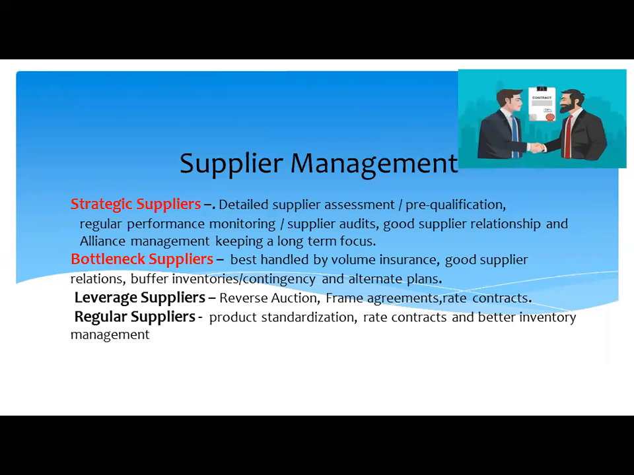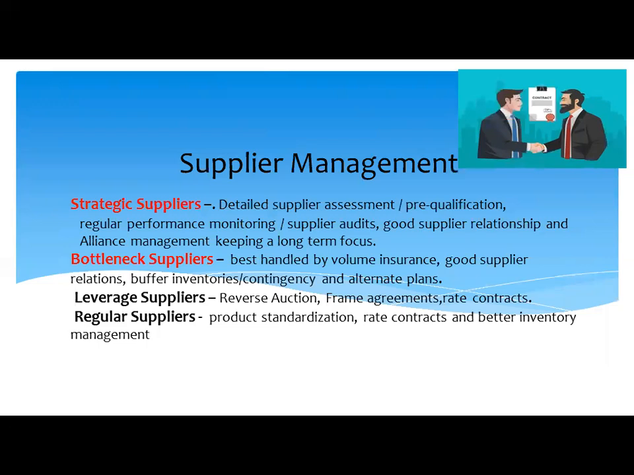Bottleneck suppliers are those suppliers where the procurement spend may be small, but they provide items which are very critical from project completion point of view. The best way to handle them is to have volume insurance, good supplier relations, maintaining buffer inventories, contingencies, and having alternate plans. Leverage suppliers. Leverage suppliers are the suppliers where the project spend is large and you may have many suppliers who can meet your requirement.